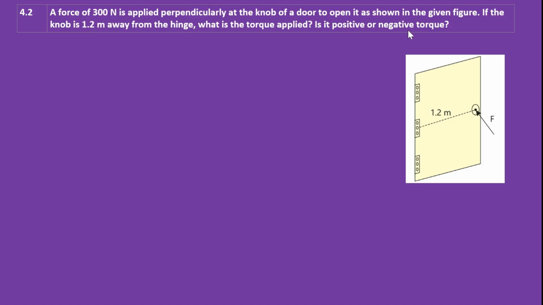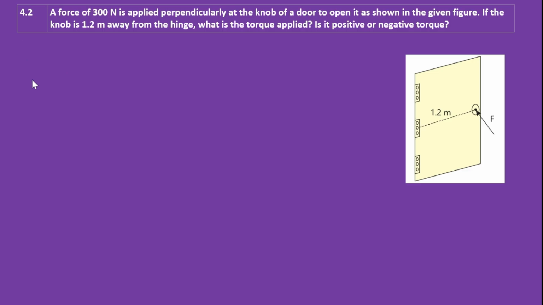Is it positive or a negative torque? Dear students, here is the diagram or the figure which is shown that this is the line of action of the force and this is the point where the force is applied, and the value of this force is 300 Newton, and the perpendicular distance of this force from the axis of rotation, which is usually called moment arm, is given 1.2 meter, and we will have to calculate the torque, and also we will have to tell whether this torque is positive or negative.